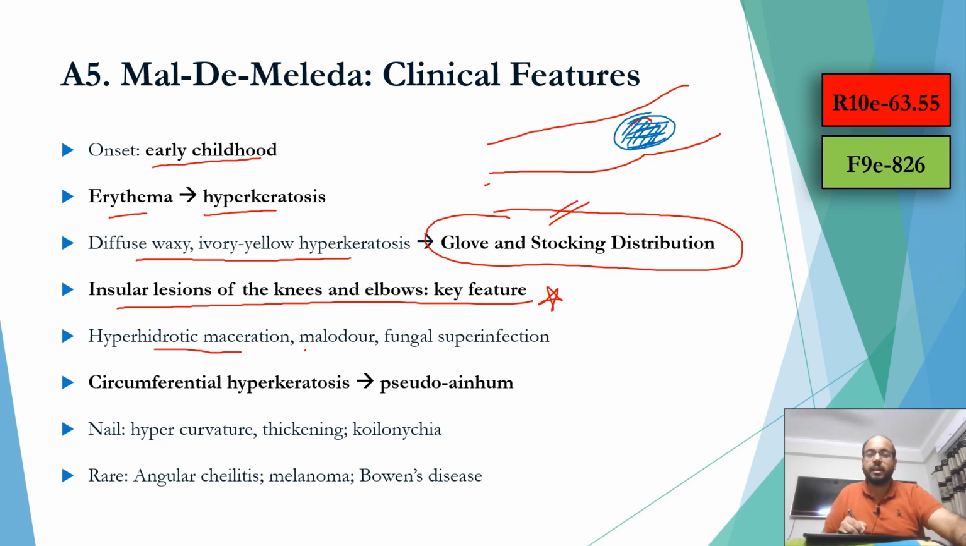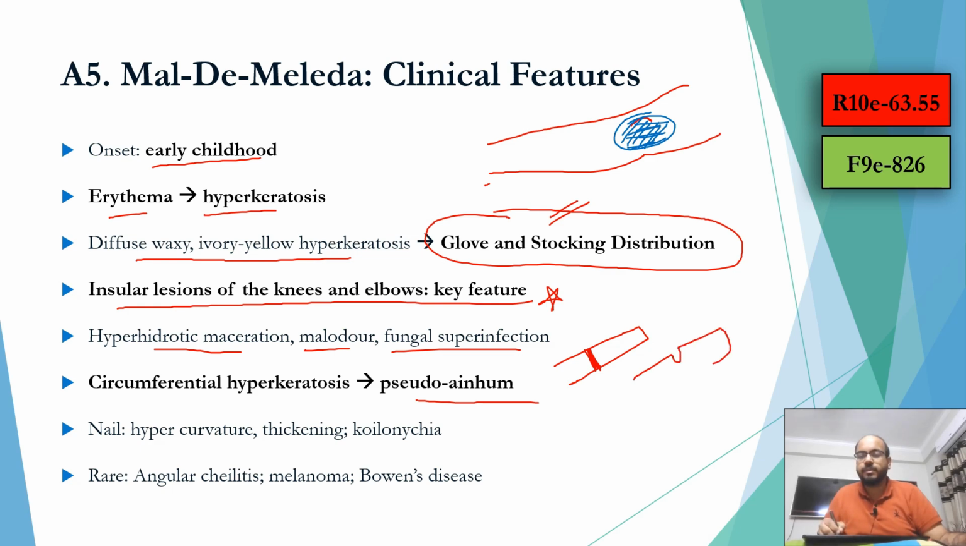Hyperhidrotic maceration is there, malodor, fungal superinfection. You can have pseudo-ainhum formation, that is circumferential hyperkeratosis. That means, let's say this is a finger, and you have hyperkeratosis here, and this leads to constriction bands, and this is pseudo-ainhum. That is why Mal-De-Meleda is mutilating. You can have deformities of the finger, so it's a mutilating disorder.